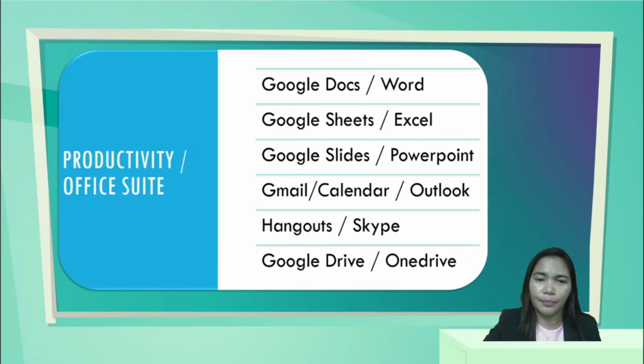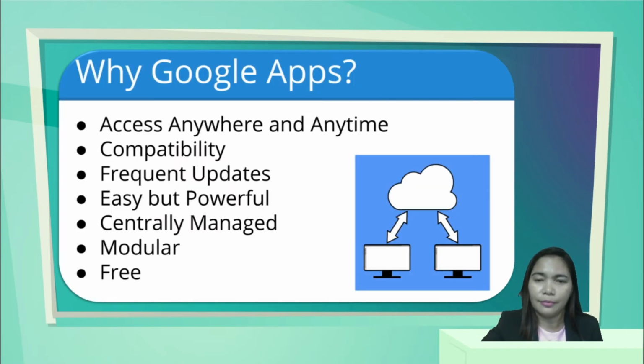So we have here the Productivity Office Suite. This is the counterpart of the Microsoft Office. So Google Docs is known as MS Word, Google Sheets as MS Excel, Google Slides as PowerPoint, Gmail Calendar for Outlook, Hangouts for Skype, and Google Drive as OneDrive.